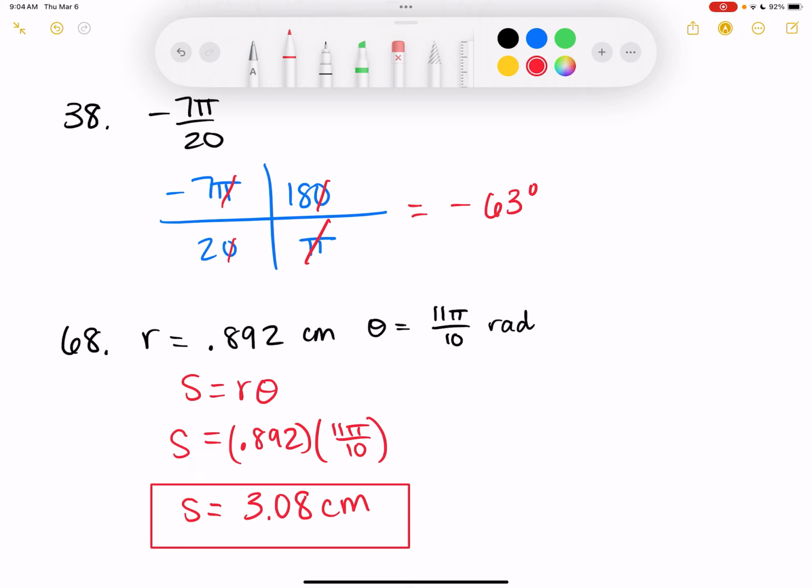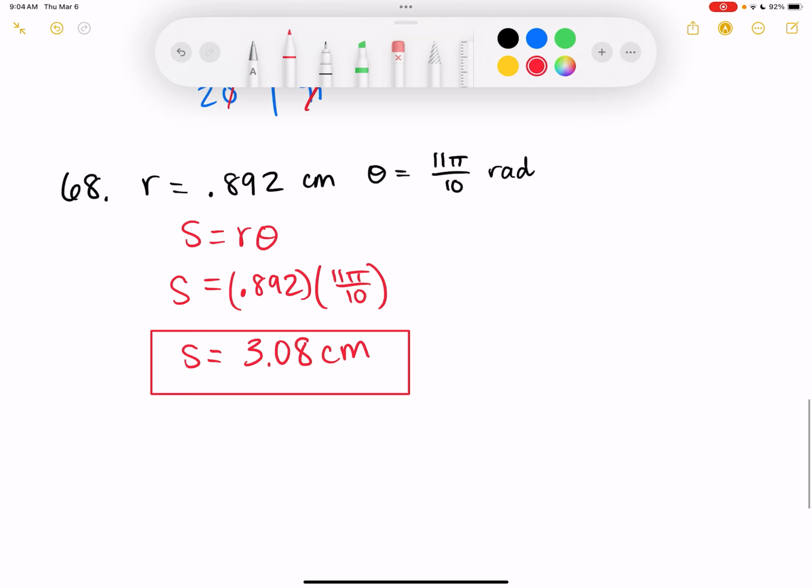So these ones are just formulas, essentially, that you need to know to be able to plug them in. Now with 72, they give you r equals 71.9 centimeters, and then theta is 135 degrees. What's the problem with this one?